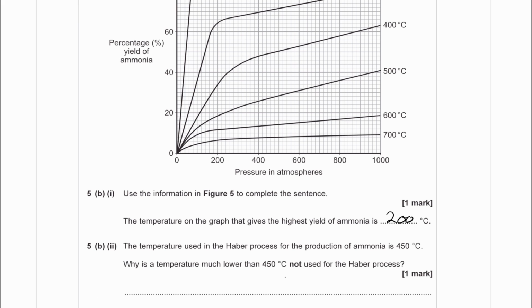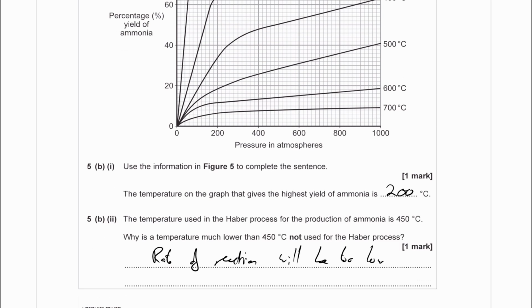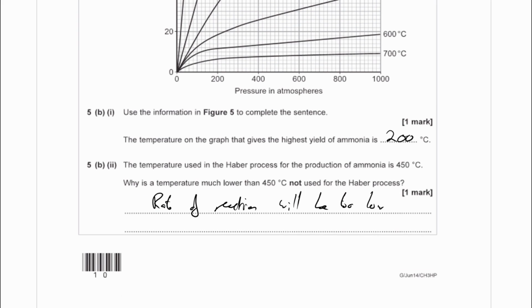Now, yes, the yield is going to be higher at low temperatures, but temperature, remember, is also related quite heavily to the rate of a reaction. And if you reduce the temperature by a lot, then the rate of the reaction goes down. So even though the yield is high, how long it takes to get that amount is going to be a long time. So what we're going to say is that rate of reaction will be too low. Alright, and so that is part 2.